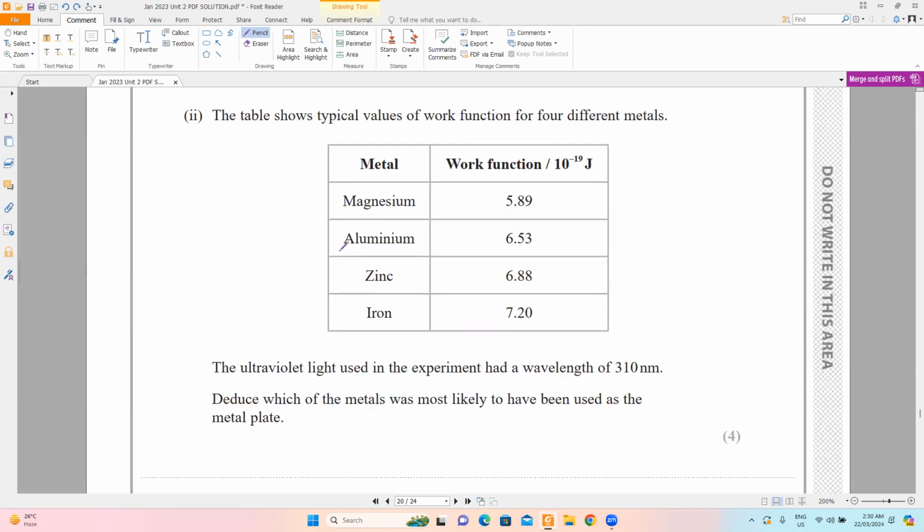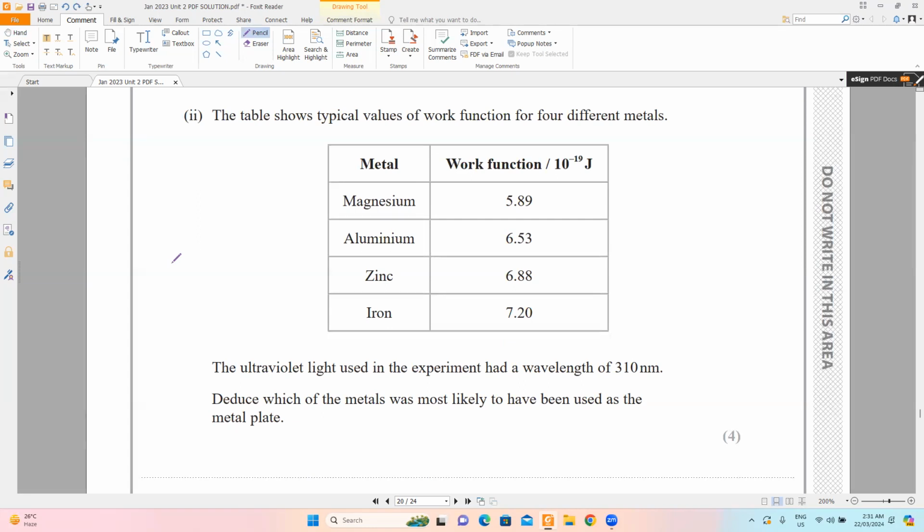Next part of the question says, the table shows typical values of work function for 4 different metals. So these are the values of work function. The ultraviolet light used in the experiment had a wavelength of 310 nanometer. Deduce which of the metals was most likely to have been used as the metal plate.